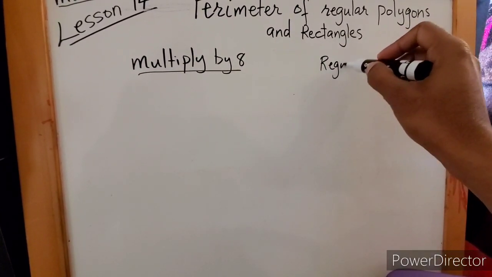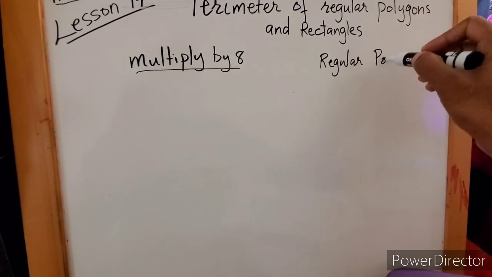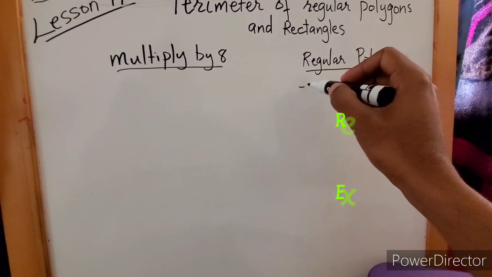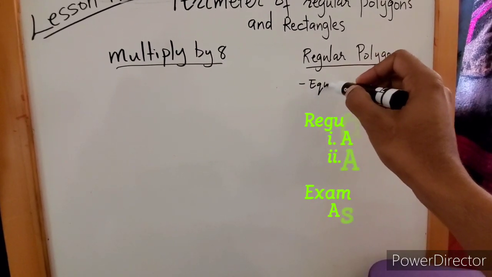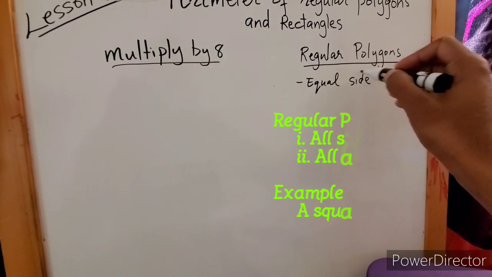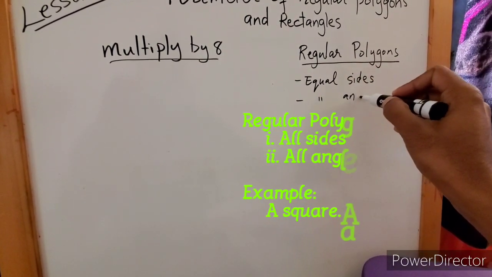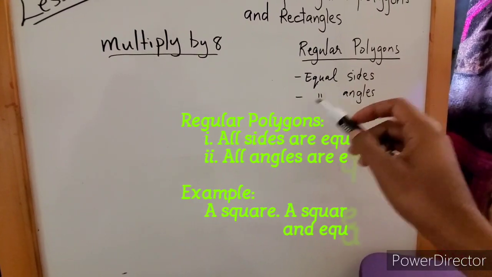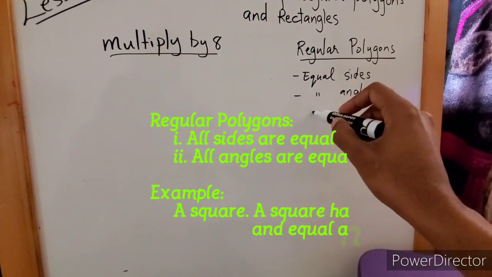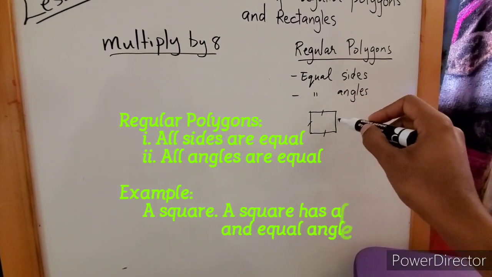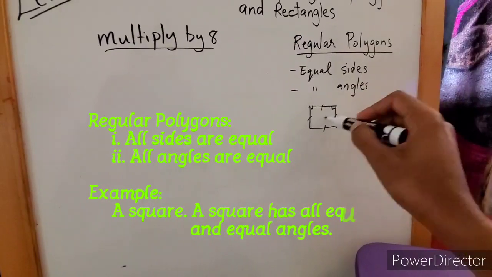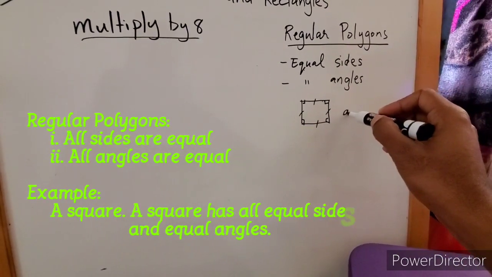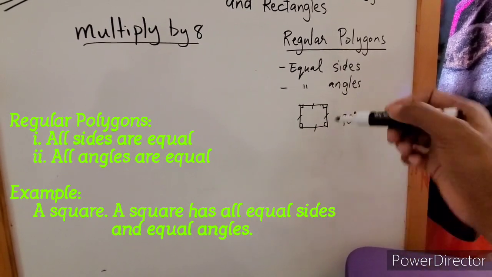What makes a polygon regular? We went through this a couple lessons ago. Regular polygons have equal sides and equal angles. That's what makes a polygon regular. A regular polygon would be a square, because all the sides are equal and all the angles are equal. All of these interior angles are right angles, and right angles measure 90 degrees. So that's a regular polygon.